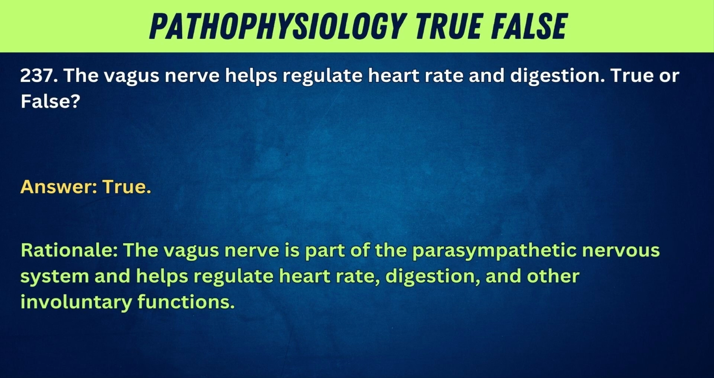237. The vagus nerve helps regulate heart rate and digestion. True or false? Answer: true. Rationale: the vagus nerve is part of the parasympathetic nervous system and helps regulate heart rate, digestion, and other involuntary functions.